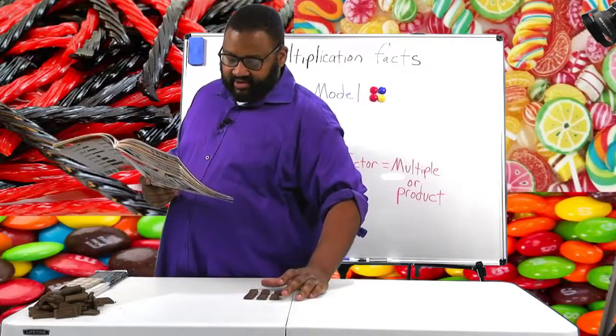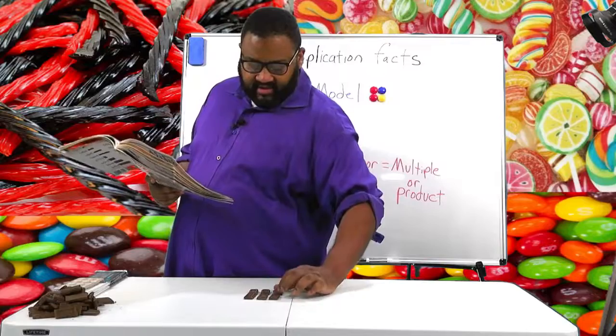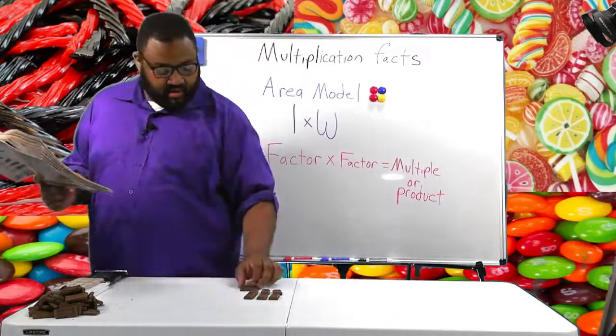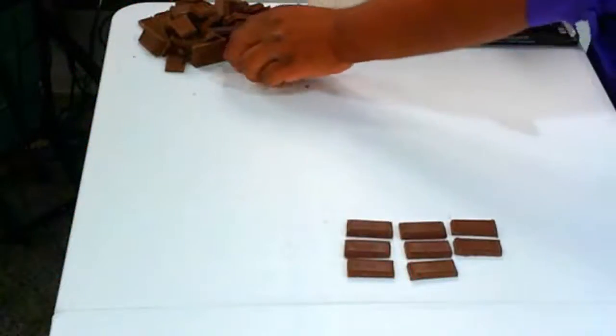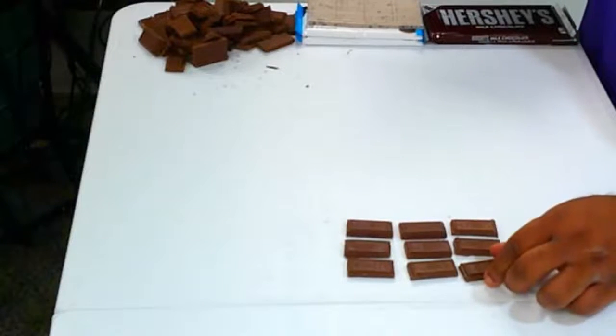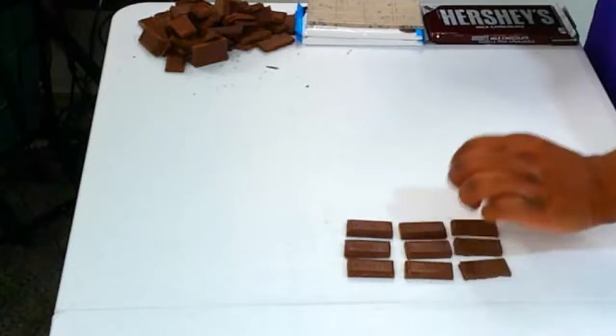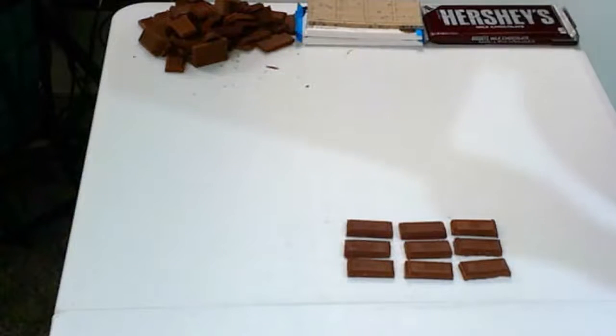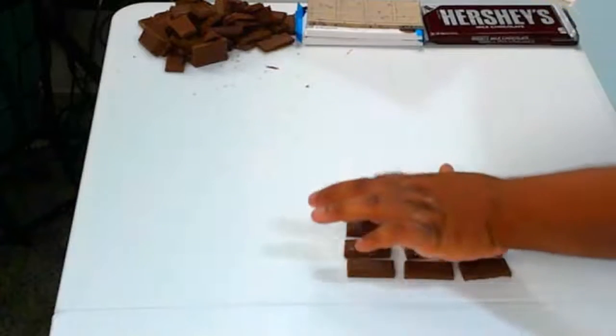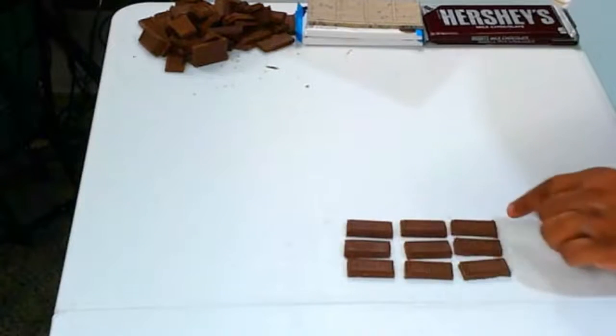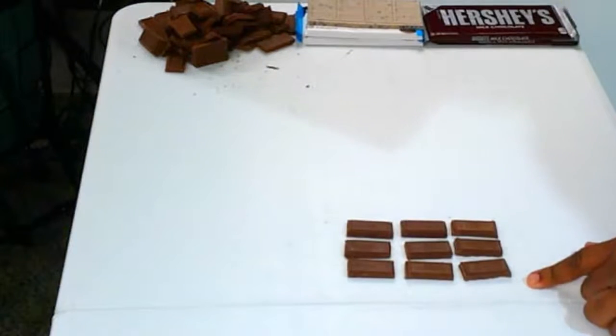Now, I want to show you something real quick. Then I got to go to the board. Okay? Now, 3 times 3 equals 9. I got 3 going across the top and 3 going across the side.